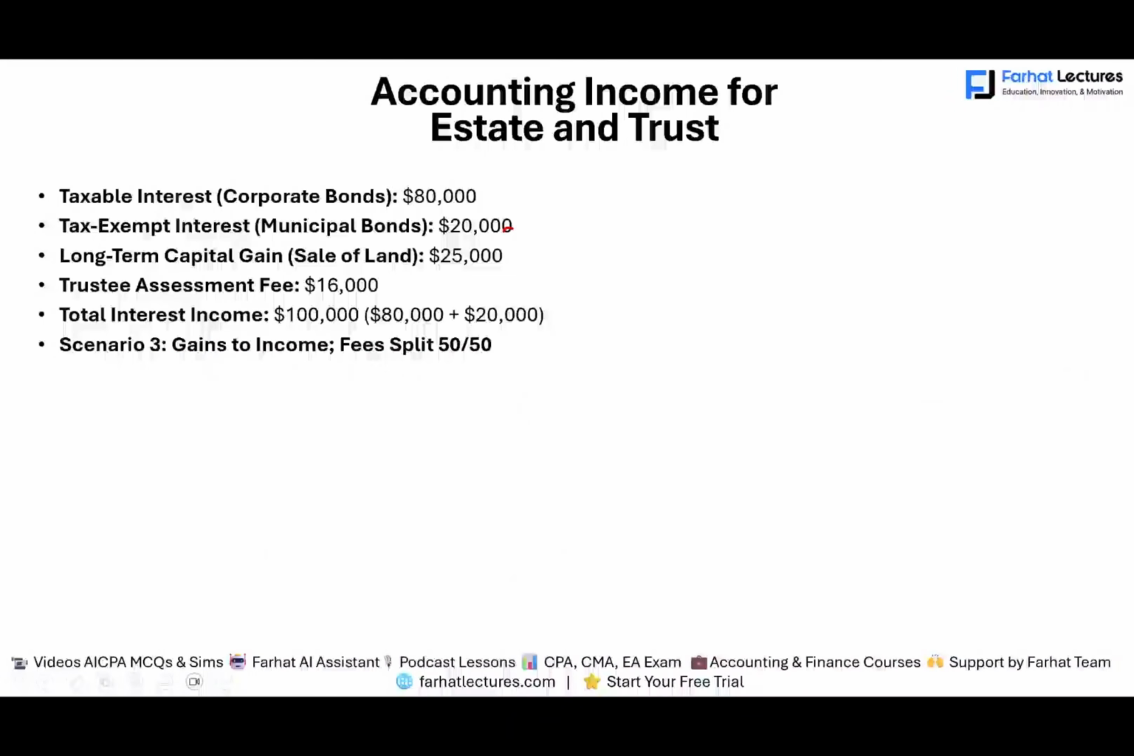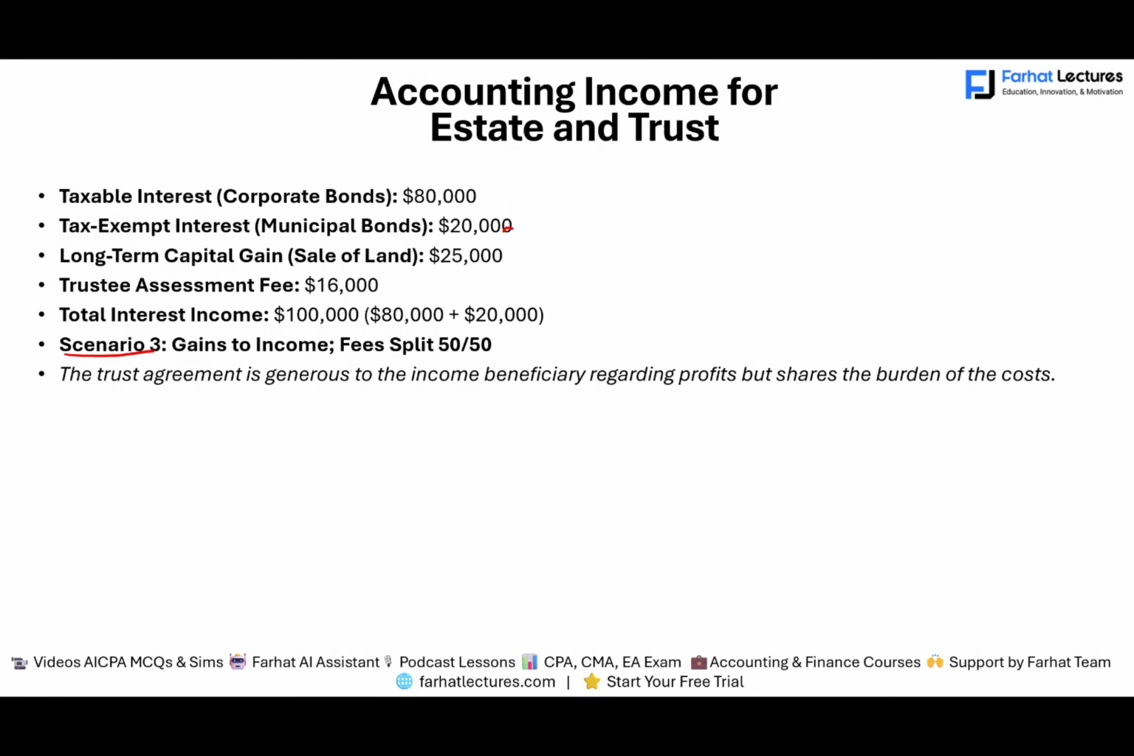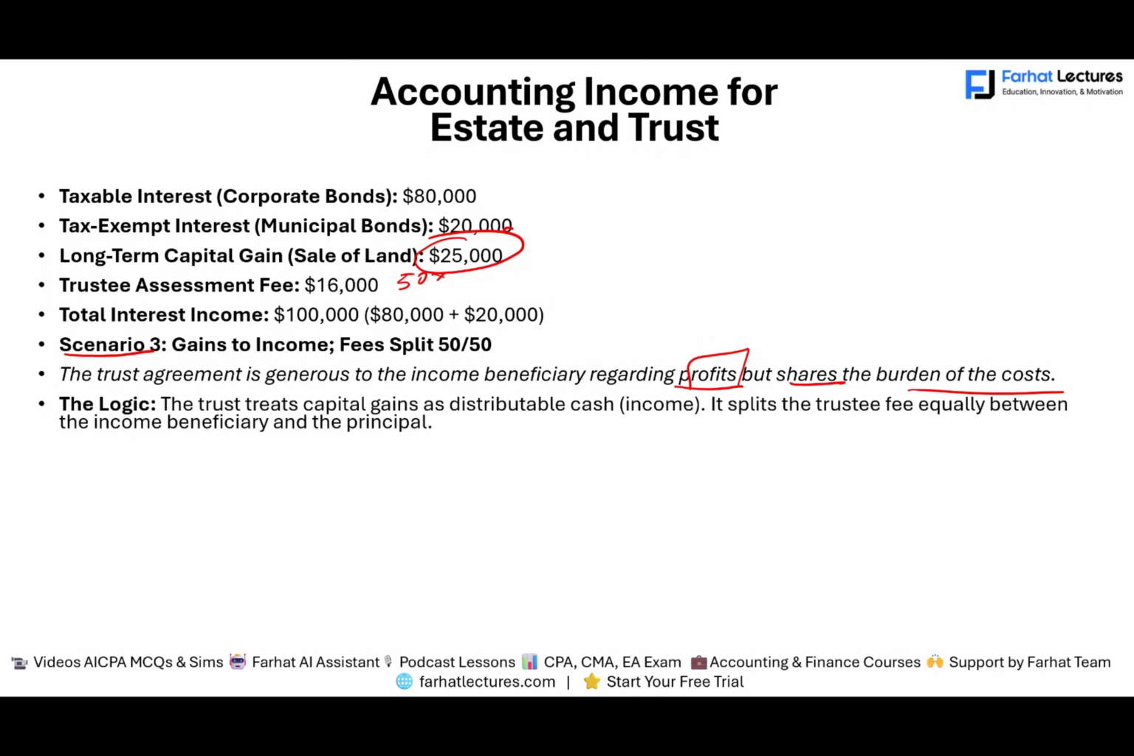Let's take a look at the third scenario, gains to income and fees split 50-50. Here the trust agreement is generous to the income beneficiary regarding profit. So the profit here is the sale of the land, but shares the burden of the cost. So the beneficiary will have to absorb 50% of the cost. So the logic here is the trust treats capital gain as cash income. It splits the trustee fee equally, just to be fair between the two.